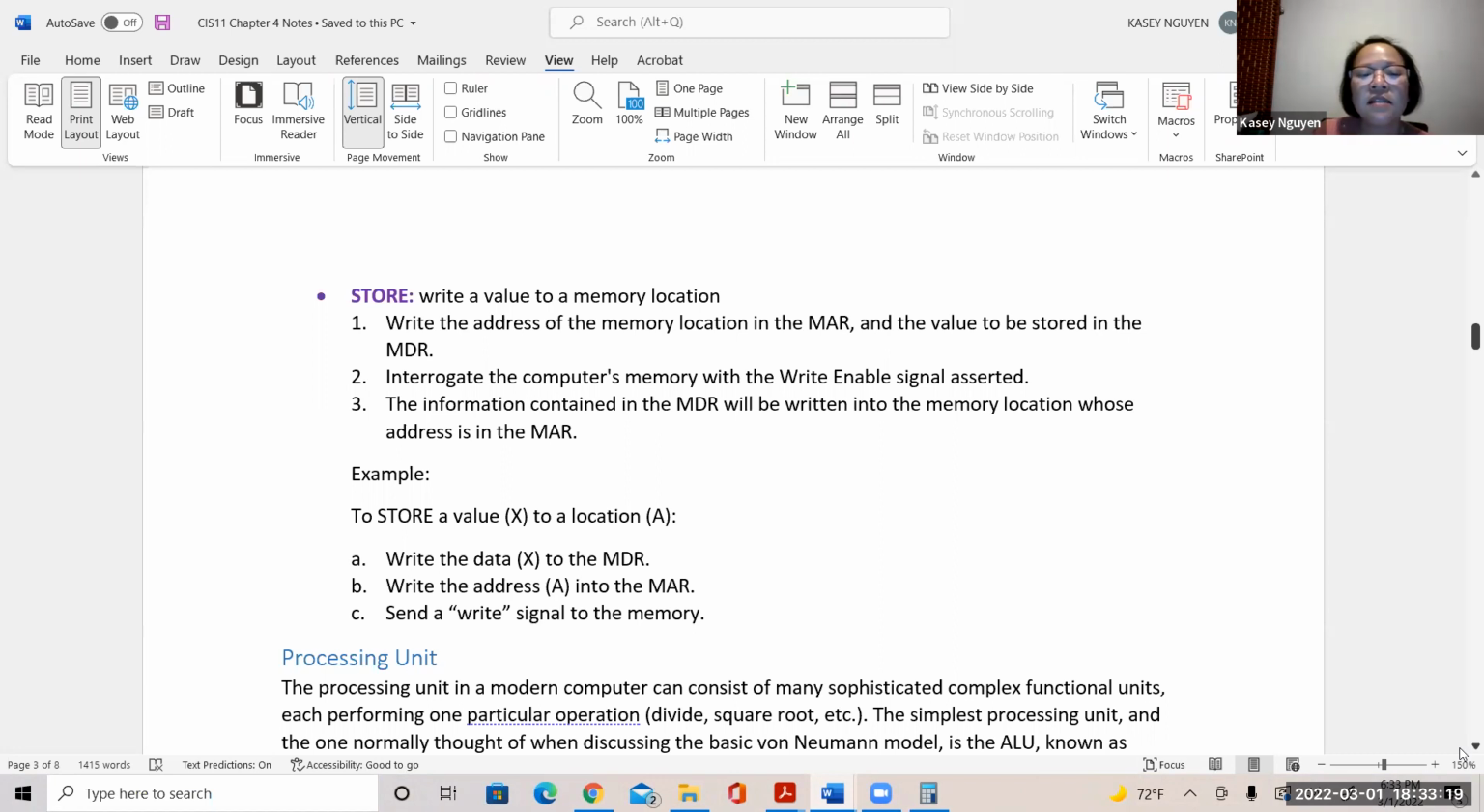So the example here, it tells you that if you store a value X at a location A, your data, which is X, is going to be written to the MDR, your memory data register. Then it's going to write the address, which is A, into the MAR. And that's how it's able to obtain the data when you use that in your code. Right? So after that, it's going to send the signal to the memory. And that's how it writes data to RAM. And RAM stands for random access memory.